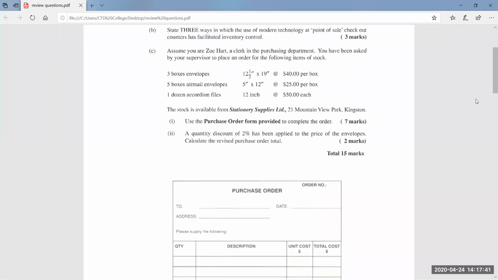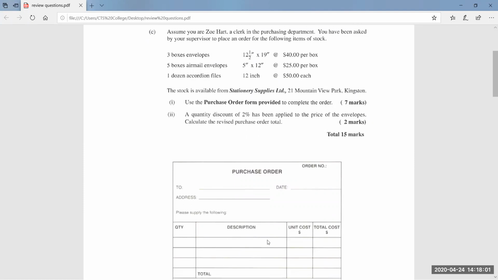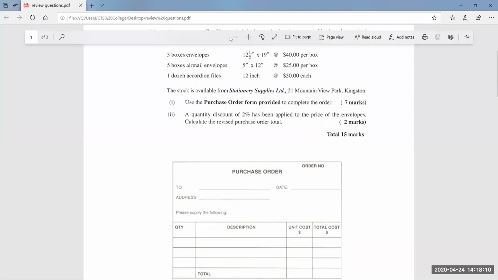Assume you are Zoe Hart, a clerk in the purchasing department. You have been asked by your supervisor to place an order for the following items. So what you have to do for me is do a rough sketch of this form here in your books, draw it up, and start to fill out the information. And then we will go through it together. Go ahead, I'll give you 2 minutes to get that started.